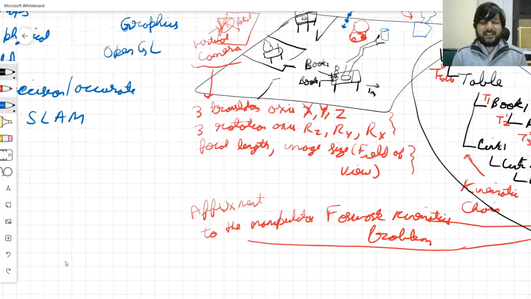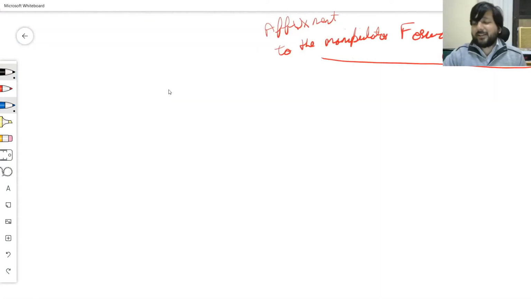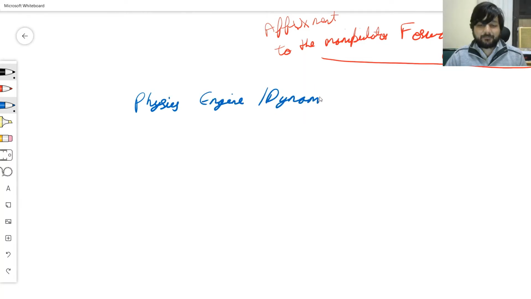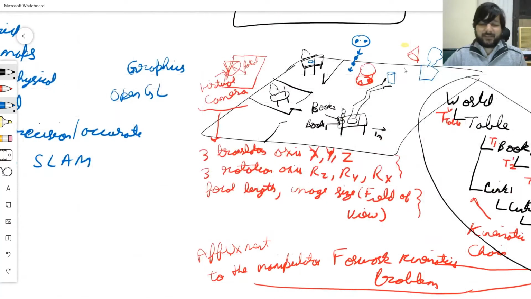So we use another library, which is of course called the physics engine, also called the dynamics library. What it does is that it looks at each and every entity. So let's take this entity as an example. It can either be a regular-shaped circle, in which case my problem is easier, or it can be an irregular shape.